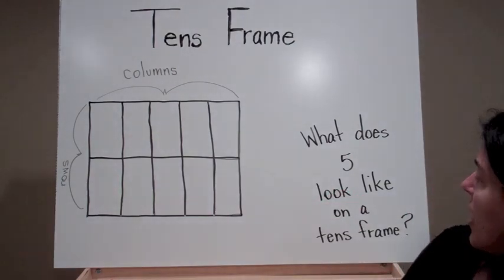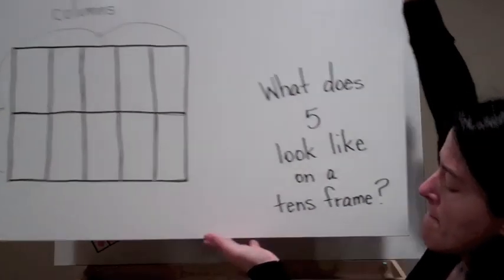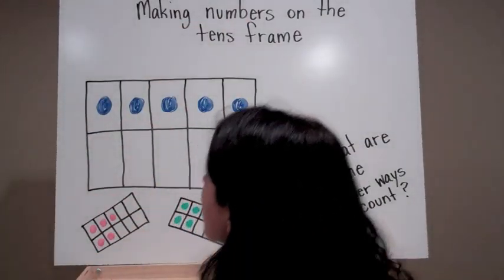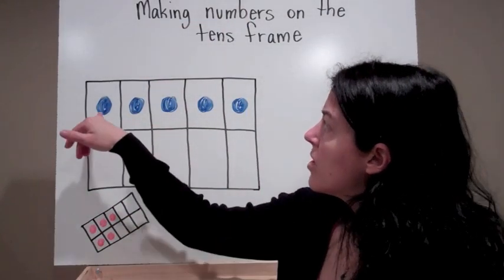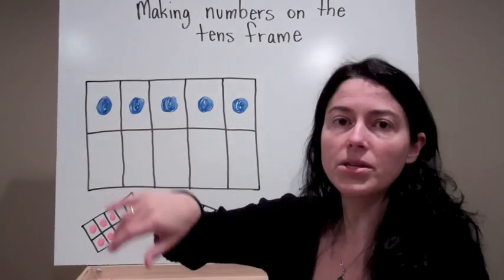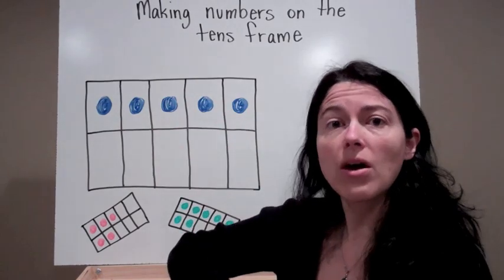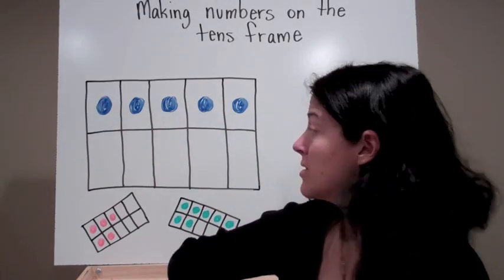So what does 5 look like on a tens frame? So here's our tens frame. We have one row completely filled, and if we look, 1, 2, 3, 4, 5, that would be what 5 looks like on a tens frame.